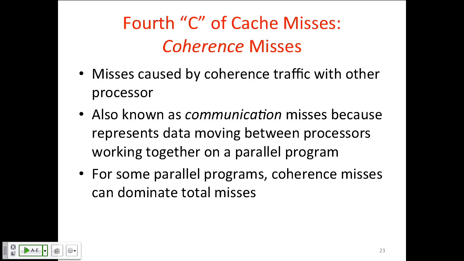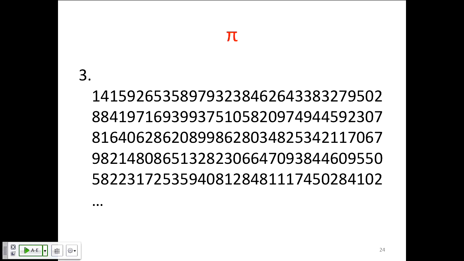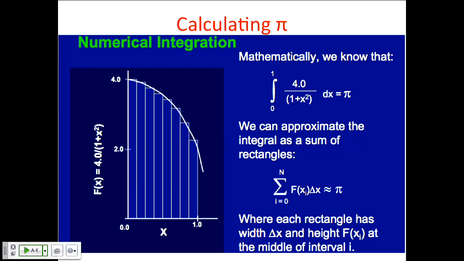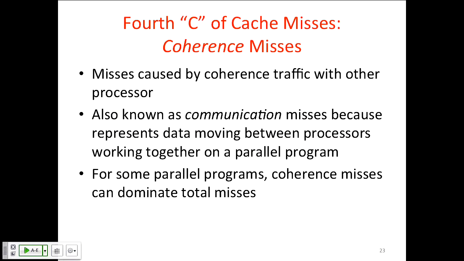In case some of you have forgotten, here's pi. Just as a break. The last part of the class was going to go through an OpenMP program to calculate pi. But I think I want to stop and take some more questions on caches. I think this is probably more important than the OpenMP example.